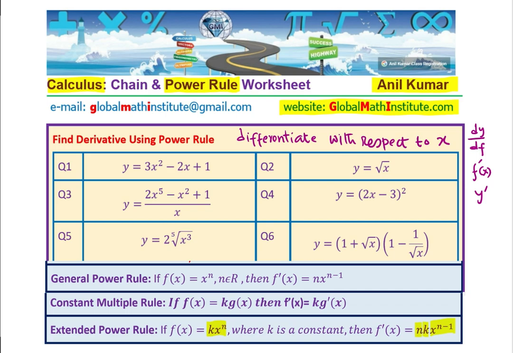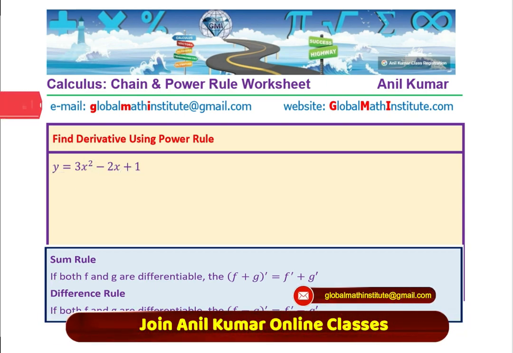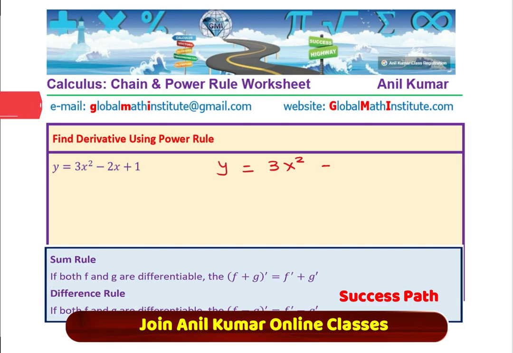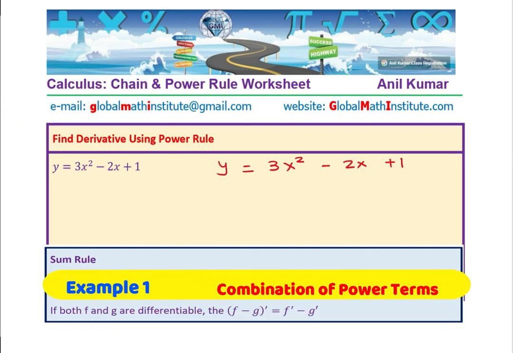So question number 1 here is y equals 3x squared minus 2x plus 1. So you see what I've done, instead of taking just one term, I have taken 3, right? So let's rewrite this. We have the question now as y equals, the first term is 3x squared. Next is minus 2x. And then we have a constant 1.